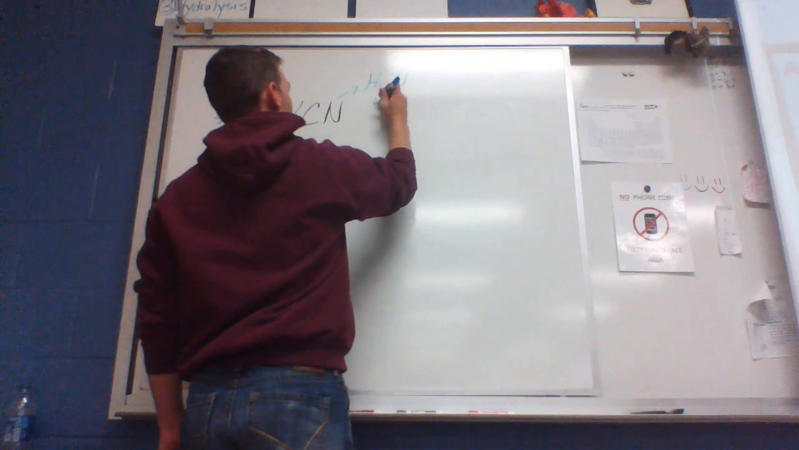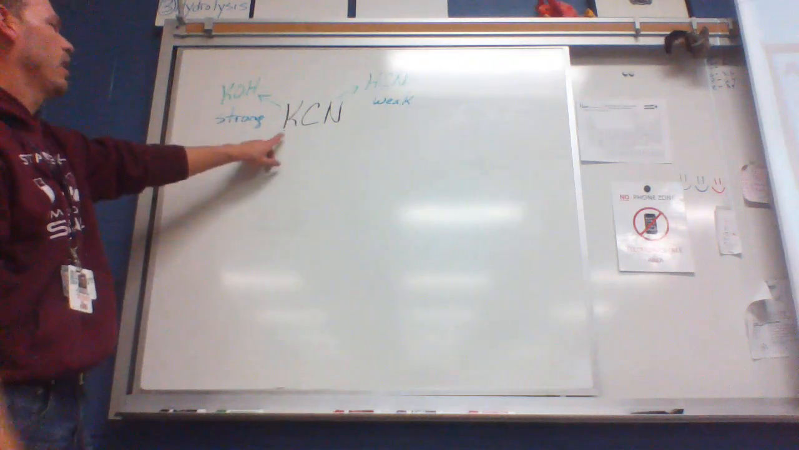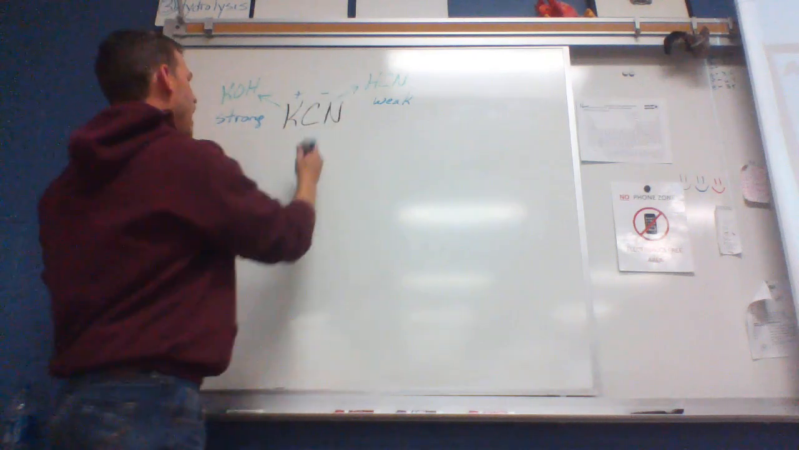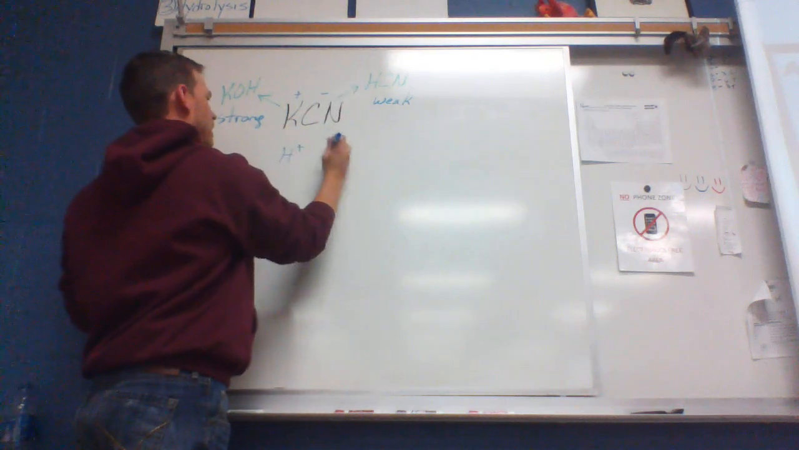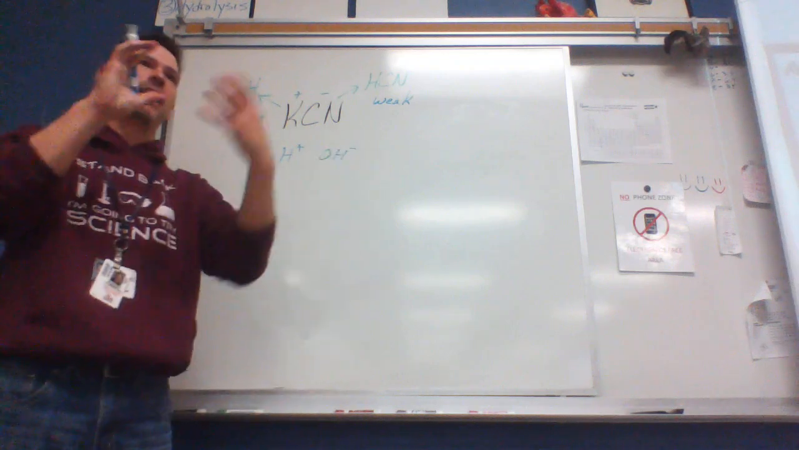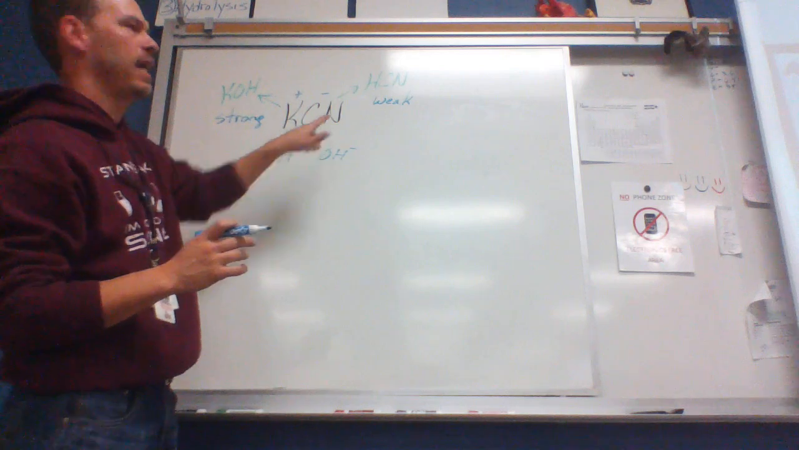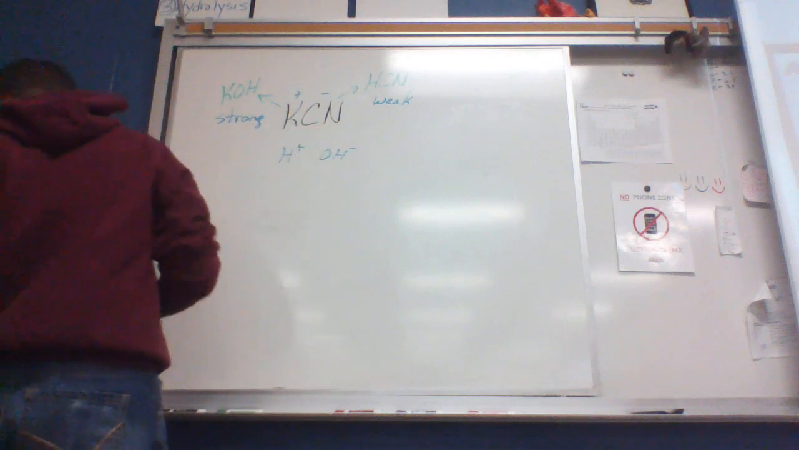How do you decide which one gets the OH? Because, since this is plus and minus in my ion, and my H is plus and my OH is minus, it's an electrical attraction. So the OH has to go to the cation, and the H plus has to go to the anion. All right?